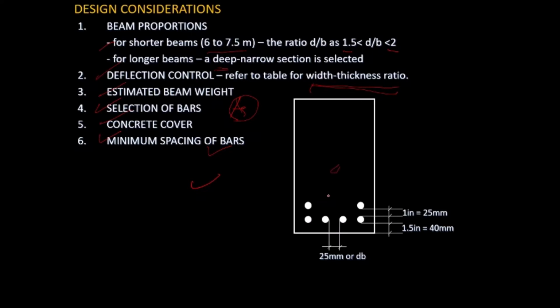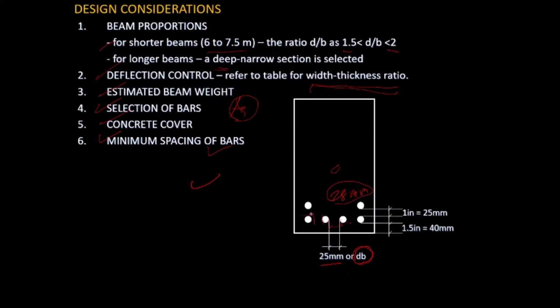Makikita nyo diagram dito. So we have, for example, a 2-layer bar. The code specifies that itong horizontal spacing na ito, horizontal spacing of bars, clear between bars, should not be less than 1 inch, that is 25 mm, or the diameter of that bar, whichever is larger. So for example, ginamit natin ito is 28 mm. So ibig sabihin, kung 28 mm yan, against 25, ito magiging yan. That is the horizontal spacing.